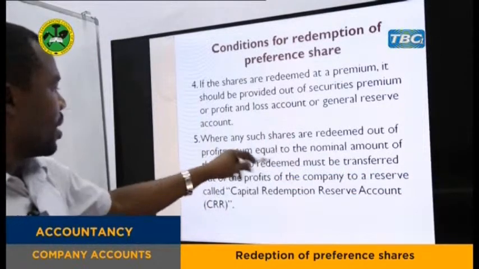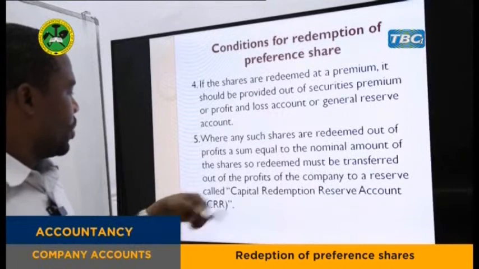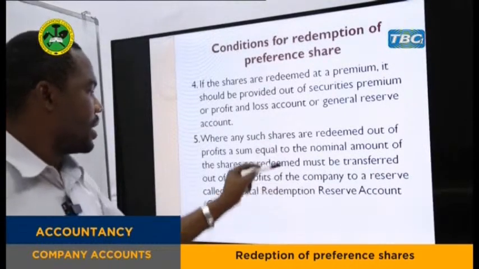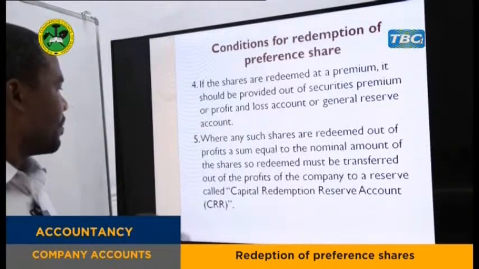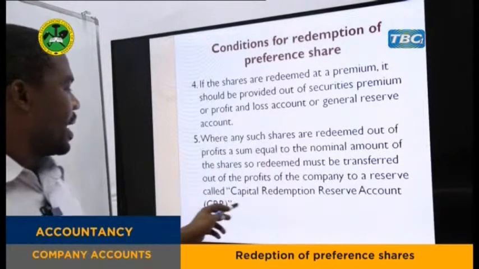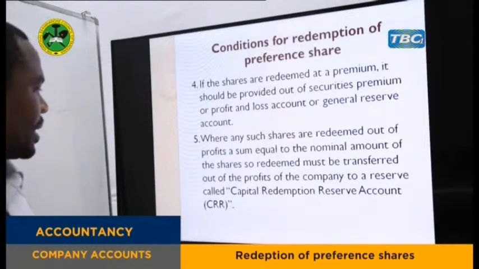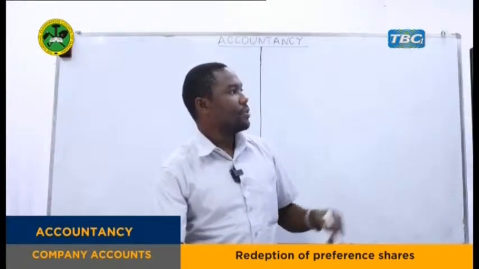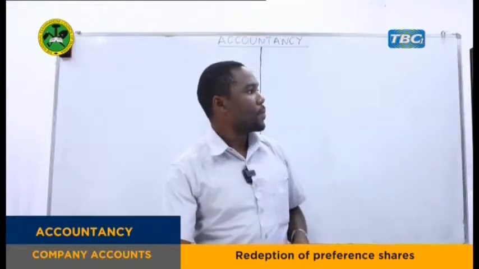So far, you have to comply with this condition. Whenever we use internal sources, we have to set aside an equal amount of the nominal value of the redeemed preference shares as a reserve to CRR, that is the Capital Redemption Reserve Account. These are the 5 conditions that you must fulfill as you are redeeming the preference shares.